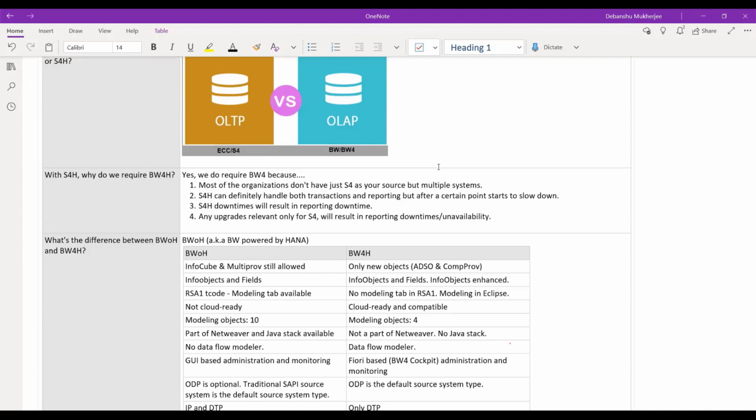And of course, any upgrades which you do for S4 will result in downtimes for reporting as well, unavailability for reporting as well, if you don't have a separate reporting software. So these are some of the most important reasons why you still require BW software, even though you have S4.